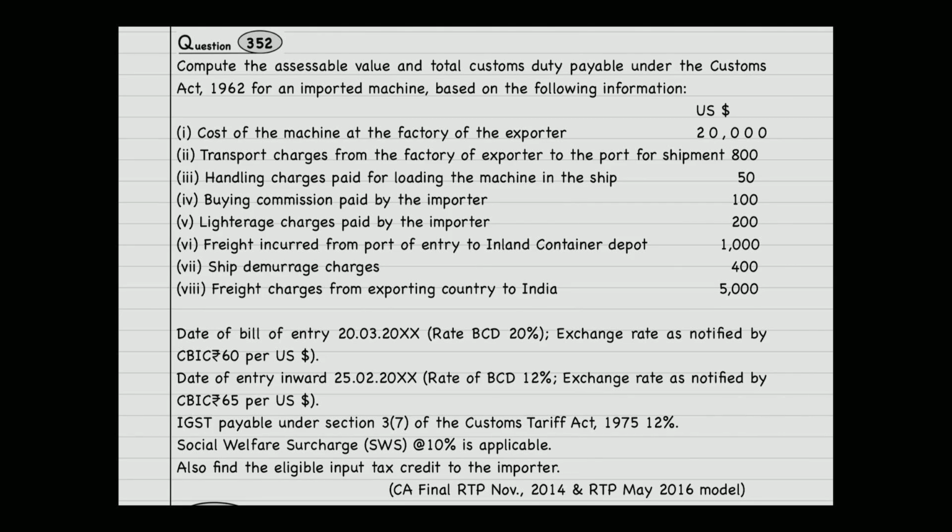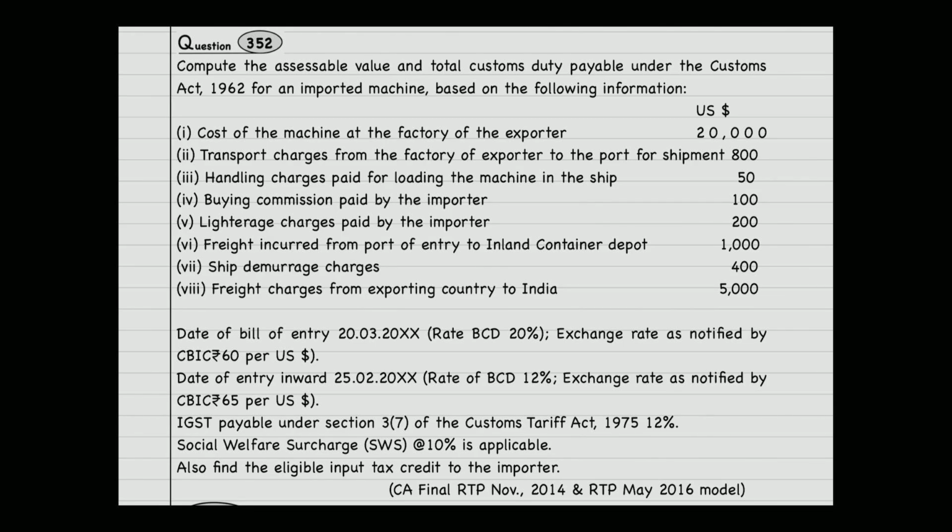Cost of machine at the factory of the exporter, $20,000. Transport charges from the factory of exporter to the port for shipment, $800. Handling charges paid for loading the machine in the ship, $50. Buying commission paid by the importer is $100. Lighterage charges paid by the importer, $200. Freight incurred from port of entry to inland container depot, $1,000. Ship demurrage charges, $400. Freight charges from exporting country to India, $5,000.